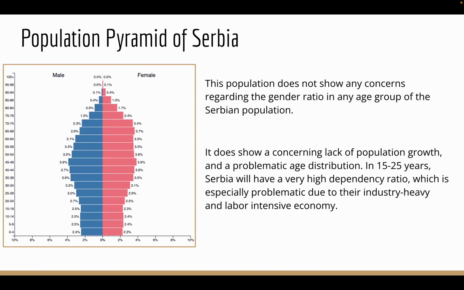So this is a population pyramid of Serbia, and there are no concerns with the gender ratio of Serbia. It's a pretty even male and female distribution. But there's a concerning lack of population growth, and it's a problem, the age distribution in Serbia. There are a lot less young people than there are people in their 40s, 50s, and even 60s, which is a big problem because in 15 to 25 years, they'll have a very high dependency ratio, meaning a few working age individuals will have to support a large number of elderly, retired individuals.